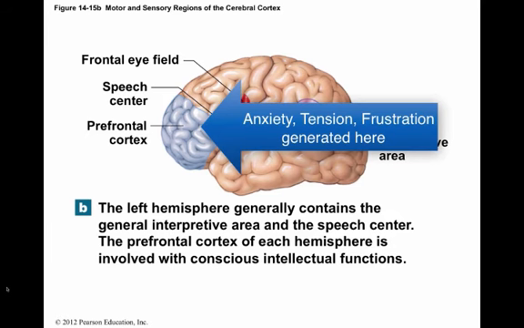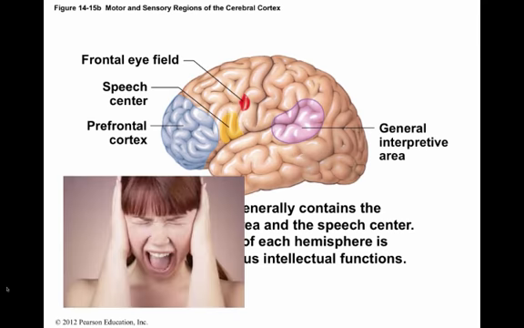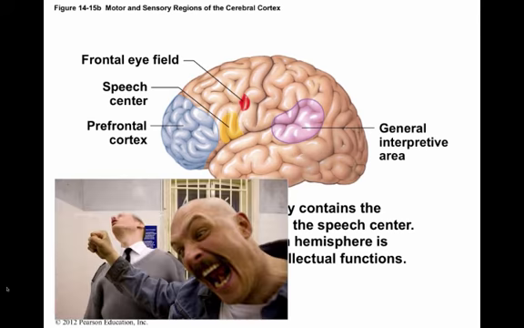Anxiety, tension, and frustration are generated at the prefrontal cortex as it interprets ongoing events and makes predictions about consequences. A prefrontal lobotomy is the surgical removal of parts of the prefrontal cortex and other regions to alleviate anxiety, tension, and frustration, and prevent actions that would cause severe consequences. This procedure may be performed on a patient with extreme anxiety or on a prisoner with a dangerous history.